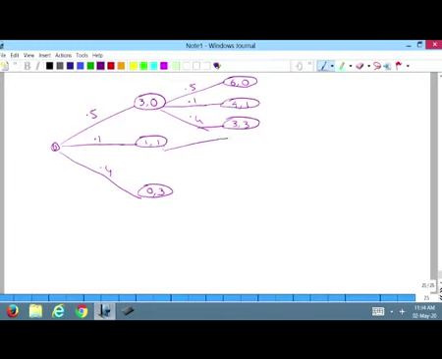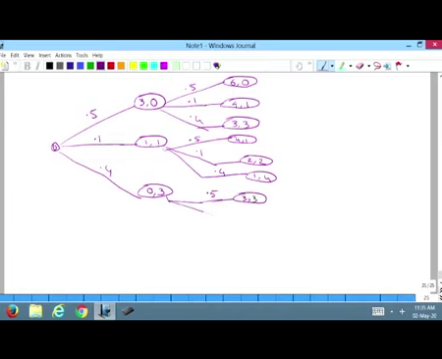From 1-1, with 0.5 it is going to be 4-1, with 0.1 it is going to be 2-2, and with 0.4 it is going to be 1-4. From 0-3, with 0.5 it is going to be 3-3, with 0.1 it is going to be 1-4, and with 0.4 it is going to be 0-6.